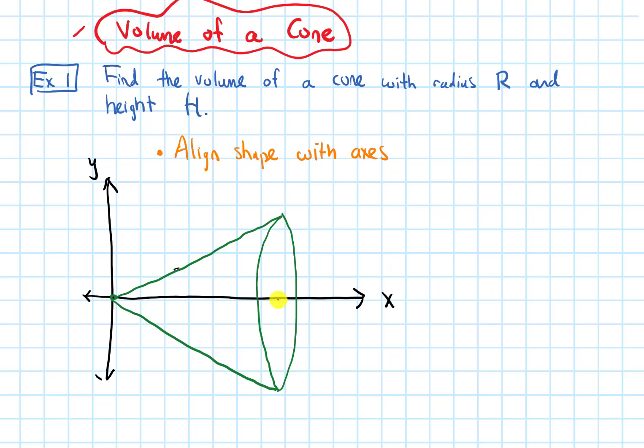So I know that the radius of the cone, this distance, this is r, and the height is this distance. And if that's the height, we know that at this point over here, the x-coordinate is h, whatever h happens to be. So what I'm going to do now is draw one of the cross sections of this cone. So I'm going to slice it vertically.